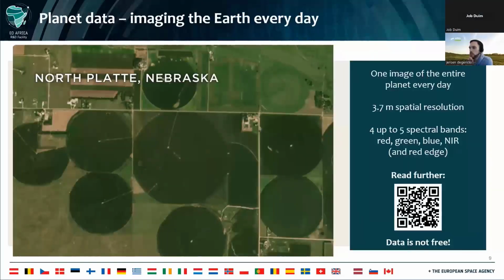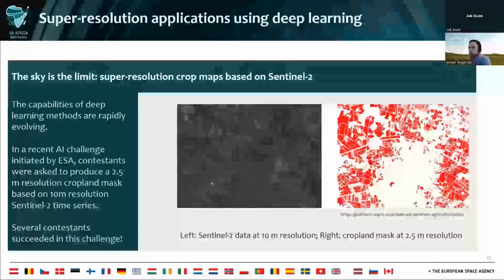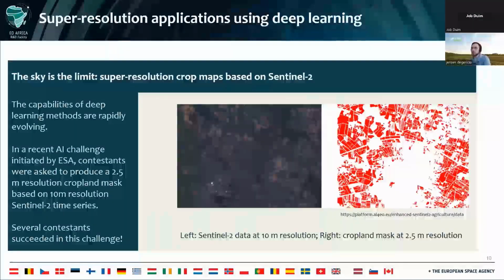Talking about the free and open source satellite data, there are some advancements in the use of deep learning algorithms to tackle this problem of the 10-meter resolution for Sentinel-2. I again won't go into too much detail here, but just note that the lack of spatial resolution for Sentinel-2 can partly be compensated by using advanced image analysis techniques.